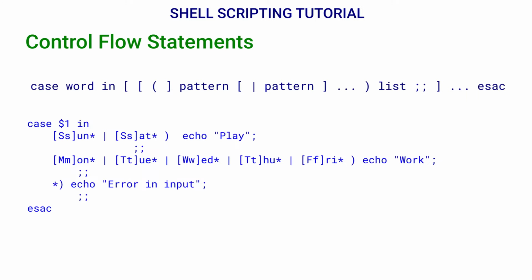Here is a small script which tells whether to work or play based on the 3-character code for the day of the week. So, if the day is Sunday or Saturday, play; on the rest of the days, work. And if there is no match, we have error in input.